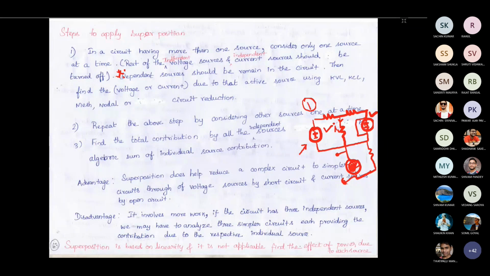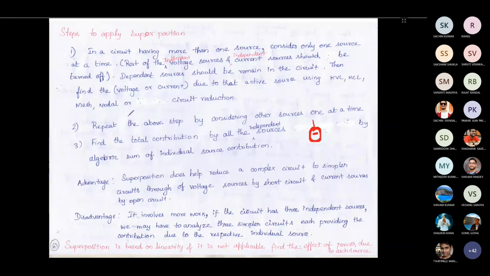Okay, so the advantage of the superposition theorem is that it helps to reduce a complex circuit, especially when you have multiple sources. It is not possible for us to find the current or voltage using KVL and KCL directly unless we know the analysis properly. So superposition helps to find the voltage or current easily, because we consider only one source at a time.